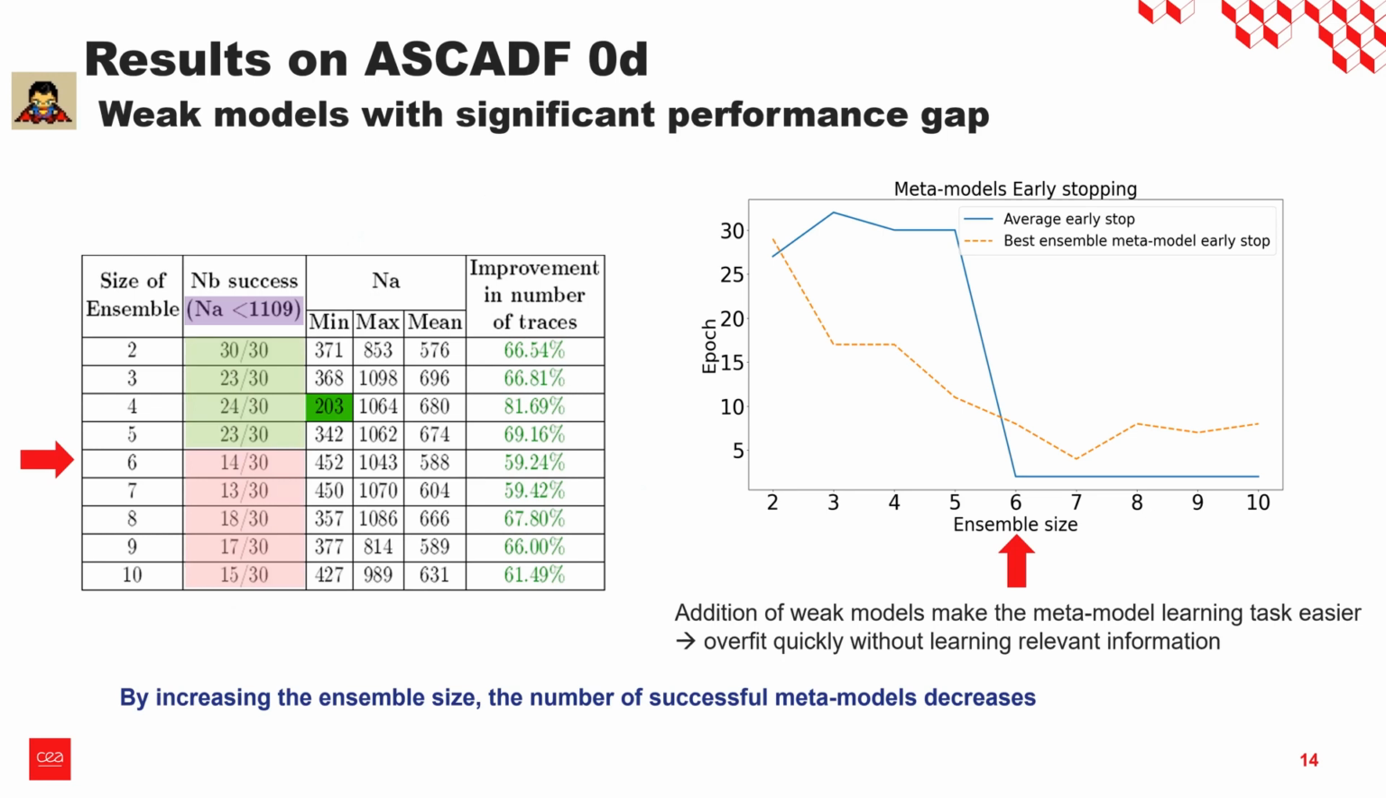And on this dataset, stacking ensembles often become overly complex for the learning task, and therefore the meta model overfits quickly without learning relevant information. We can observe the average early stopping behavior and see that up to an ensemble of 5 weak models, the average learning epoch before overfitting is 40 learning epochs. But from an ensemble of 6 weak models, the meta model began to overfit in an average of just 2 learning epochs.